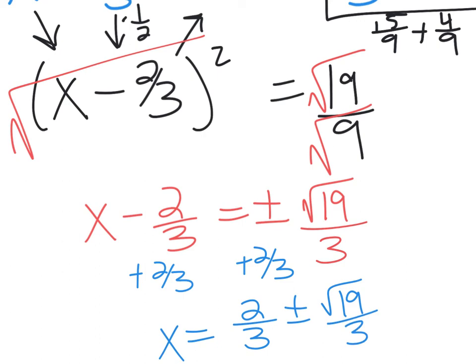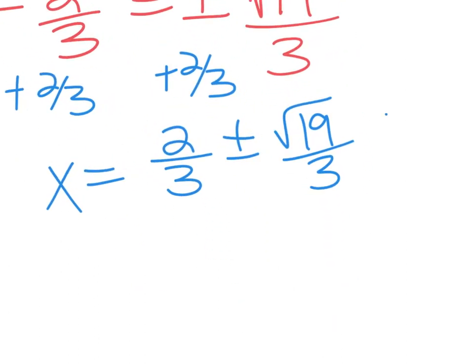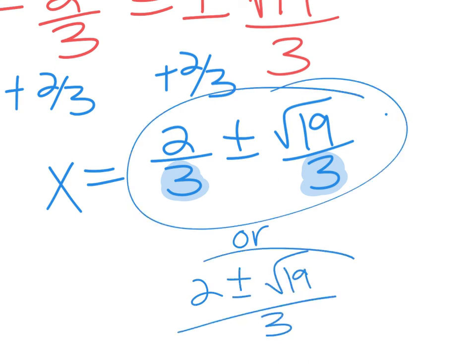Now you may see that as an answer when you're working and you're checking an answer key. You may also notice that the denominator on both is 3. So you could also write this as 2 plus or minus root 19 all over 3. Either way, both of those answers are correct.